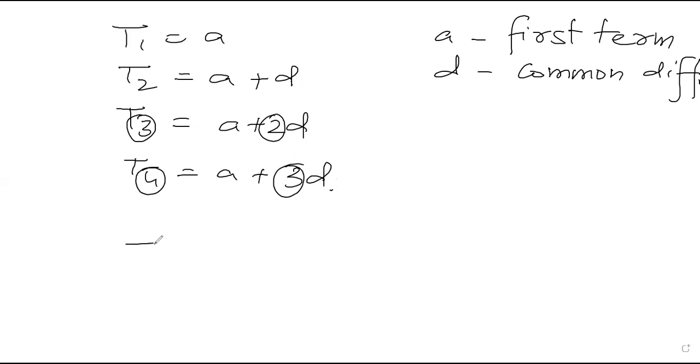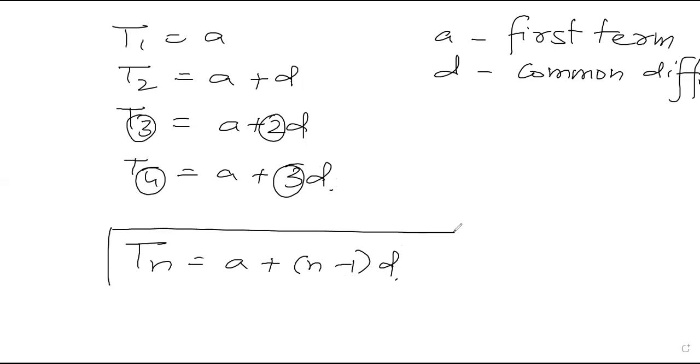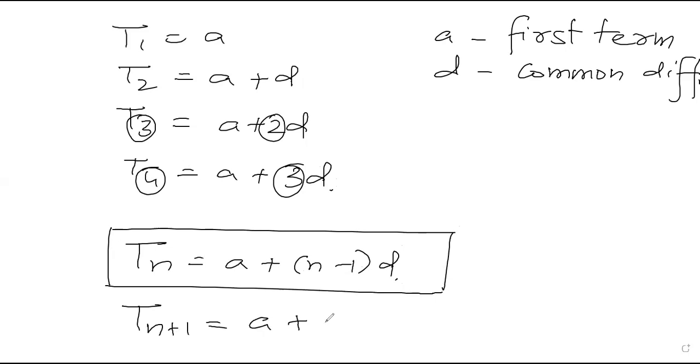So suppose I write the nth term of an AP, it is going to be a plus n minus 1 into d. That is the nth term of a sequence. That's the formula that comes. Of course, T(n+1) is going to be a plus nd, as it looks.